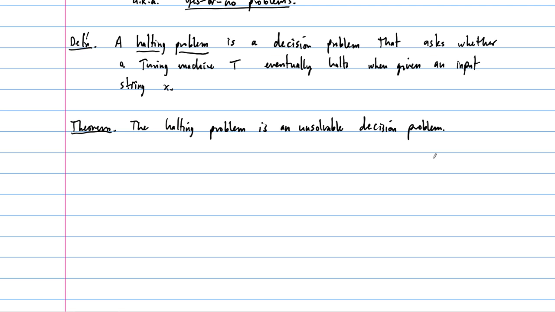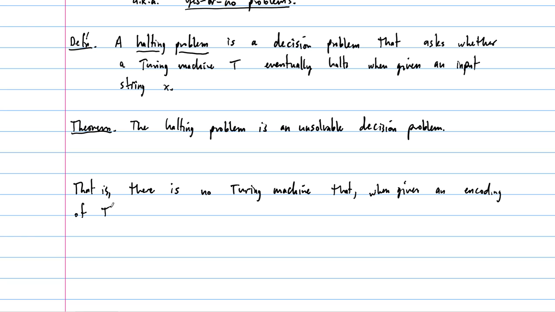So what does this mean? Let's unpack it. There is therefore no Turing machine. I'll write this out. There is no Turing machine that, when given an encoding of T and its input string X, can determine whether or not T eventually halts.